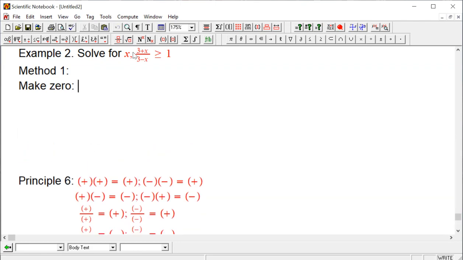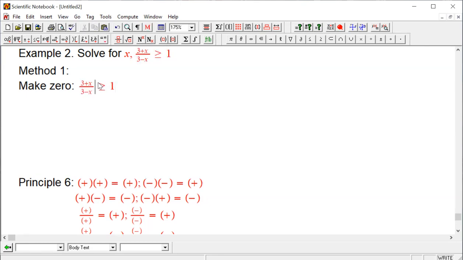Okay, so how do we make 0? We're going to subtract 1 on both sides. 1 minus 1, so that's going to be 0. And then make a common denominator, and then simplify. Make a single fraction.